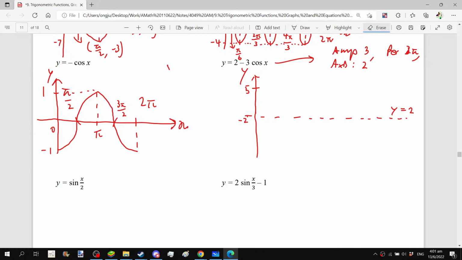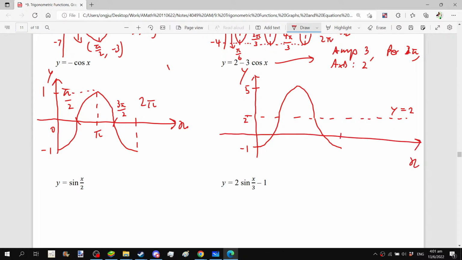We expect a maximum of 5 and a minimum of minus 1, like this. And because the cosine coefficient is negative, that means you will be having a flipped graph, right? So it's just like our previous example. We're actually going down, down, up, up. From here, then you can draw in your x-axis accordingly and do the usual labeling.